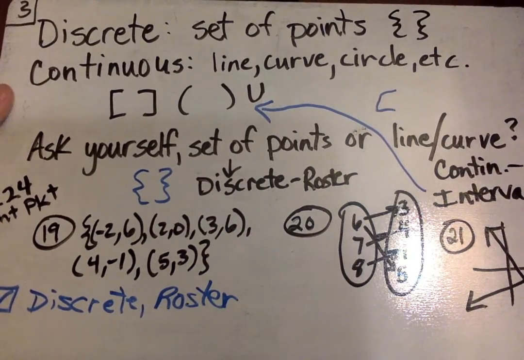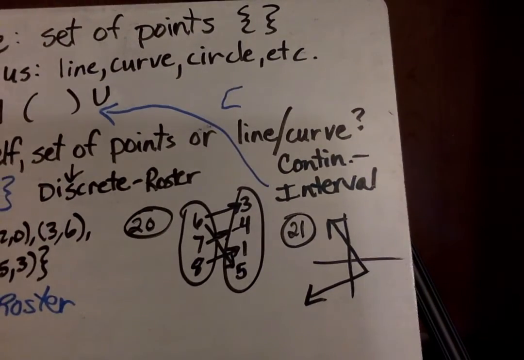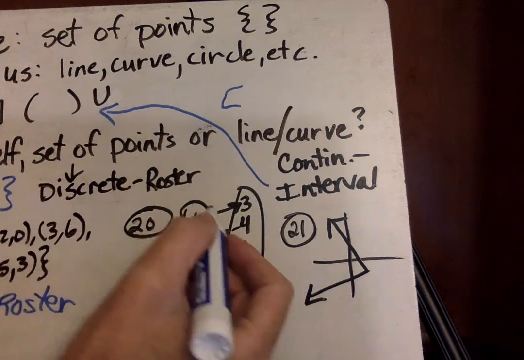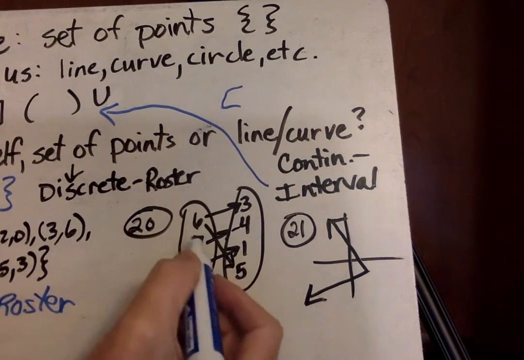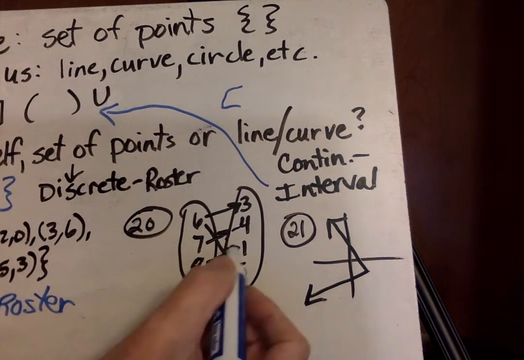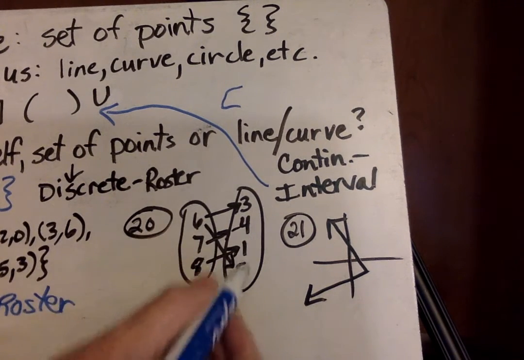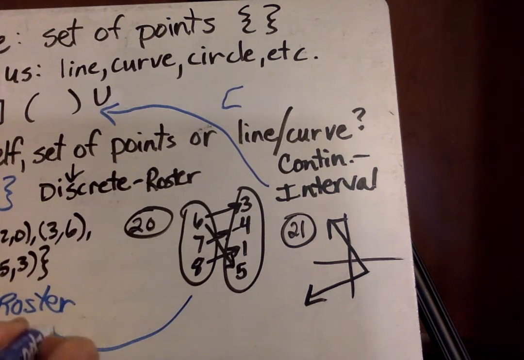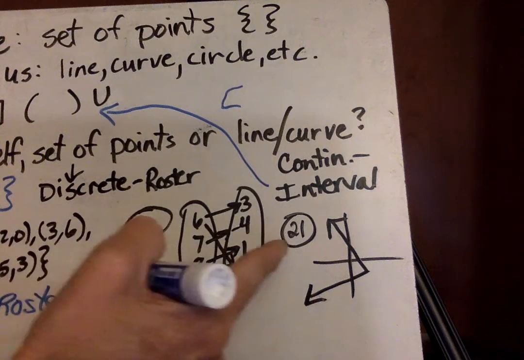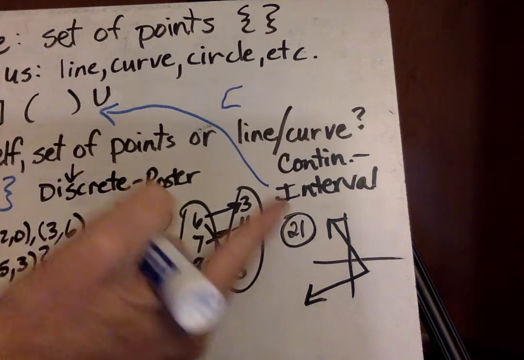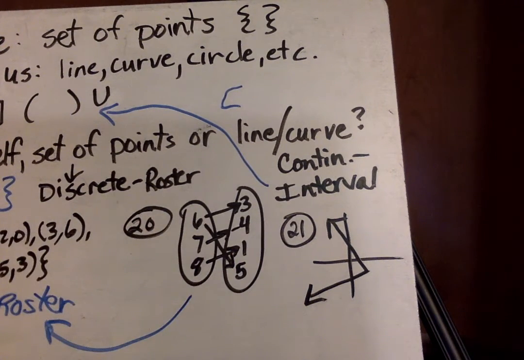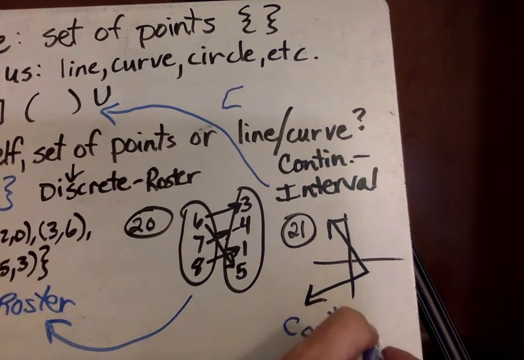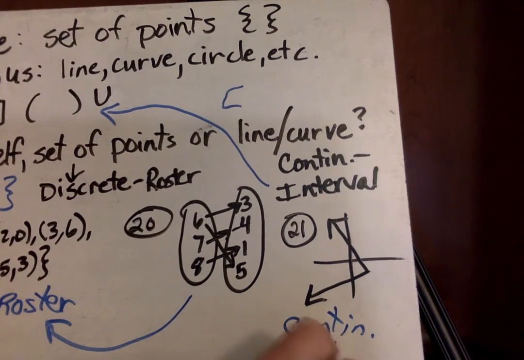Okay, now for number 20. Right here, this is what's called a mapping. And basically, it's saying 6 goes with 3, 7 goes with -4, 8 goes with 1, and 6 also goes with 5. So we have just a set of points. So it's going to be the same thing, discrete and roster. 21. Okay, that's a line. It's continuous. So we're going to name that continuous, and interval notation is what you would use, okay?